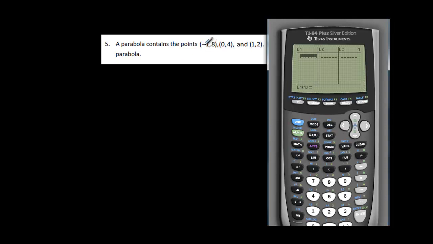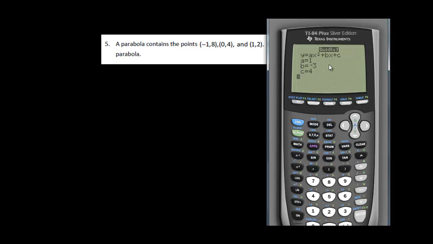Now let's enter these x values. Negative 1, 0, 1. Let's plug in the y's. 8, 4, 2. Now let's calculate. So go to that. 5, which is quadratic reg. Go down to Calculate. So there's our function.